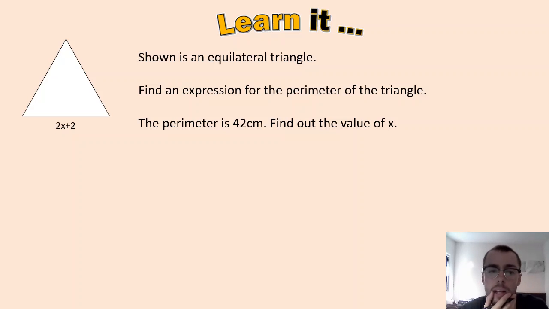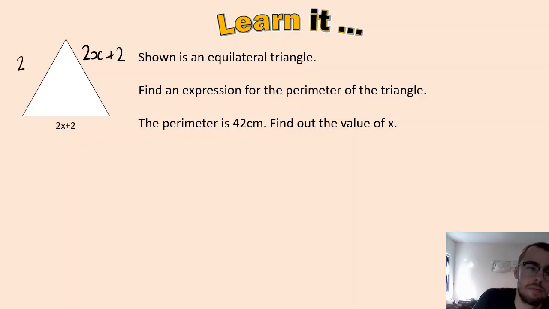So shown is an equilateral triangle. An equilateral triangle. What does that mean? So that means that all sides of the triangle are the same length. So just to make that really clear, I'm going to add those labels to my triangle. All sides are the same length. If one of the sides is this, the other two must also be the same.